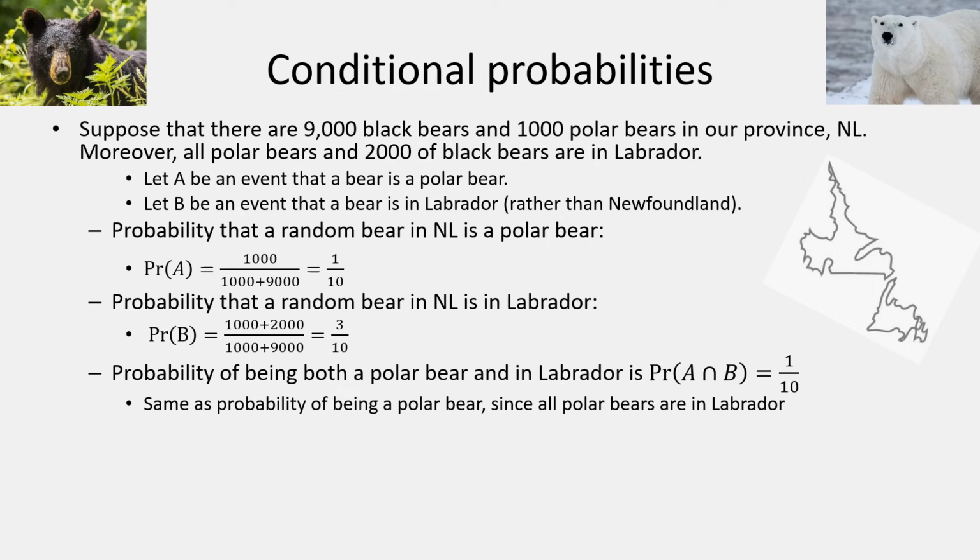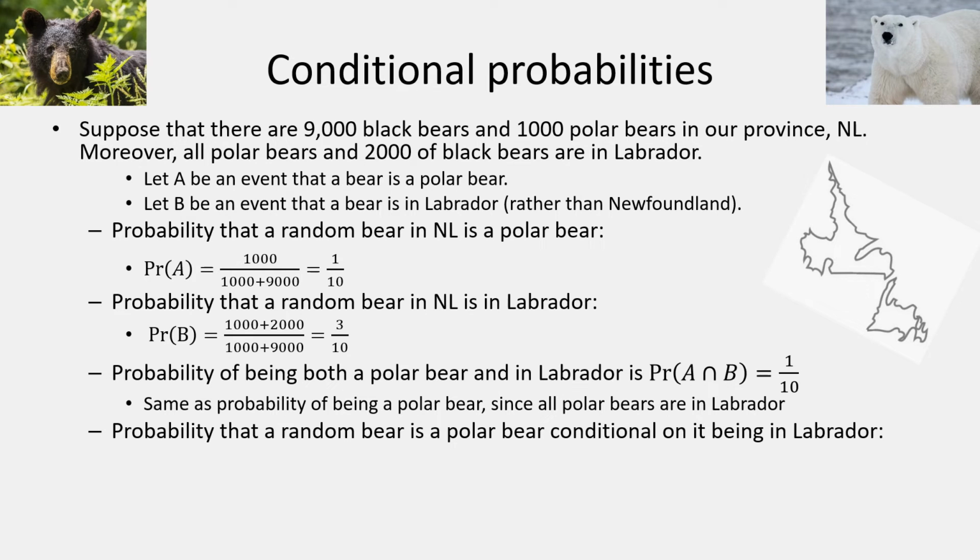So here I made my life easier by saying that all polar bears are in Labrador. Otherwise, this calculation would have been a little bit trickier. But the probability of being both a polar bear and in Labrador is still 1/10 because all the polar bears are in Labrador. So the probability of being a polar bear in Labrador is 1/10, and the probability of a polar bear on the island is 0. Let's say this is where you're more likely to see bears. Let's ignore that you occasionally can see them on the island.